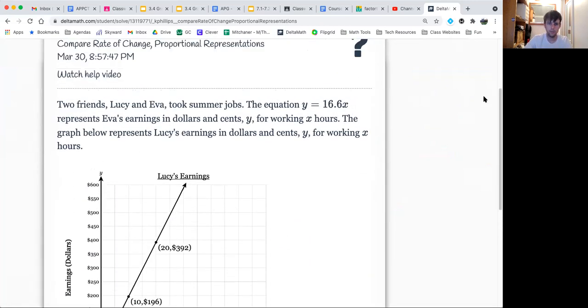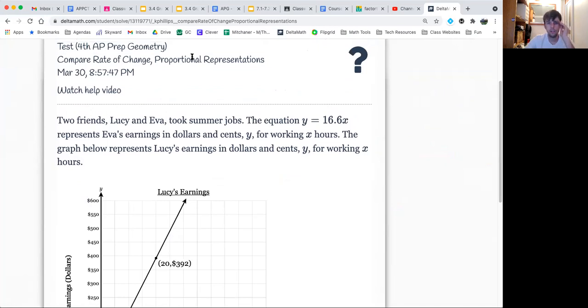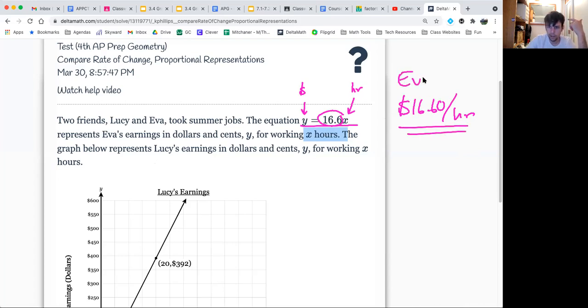All right, so 2 friends, Lucy and Eva, took summer jobs. The equation y equals 16.6x represents Eva's earnings in dollars per hour. Okay, so right here, y represents dollars and x represents hours worked. Okay, so that means that this right here is her rate. This is the amount of dollars, 16.60 per hour. That is her rate for Eva.